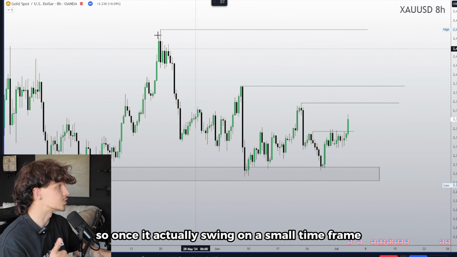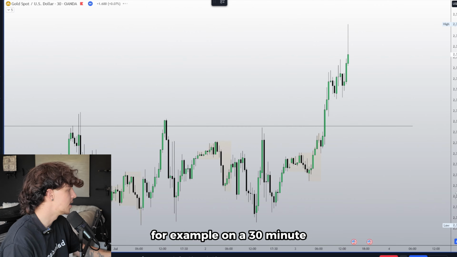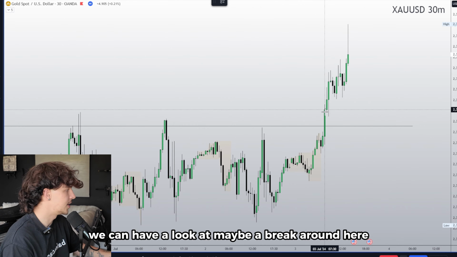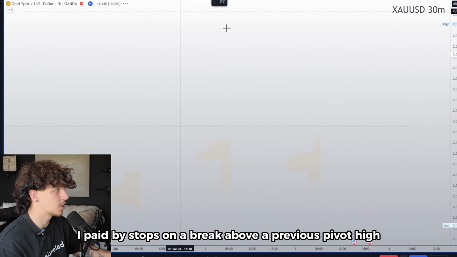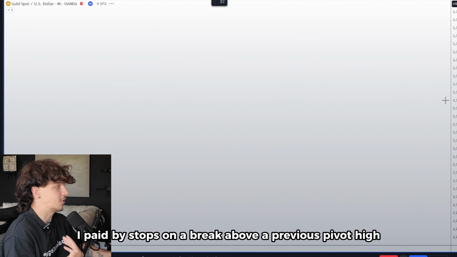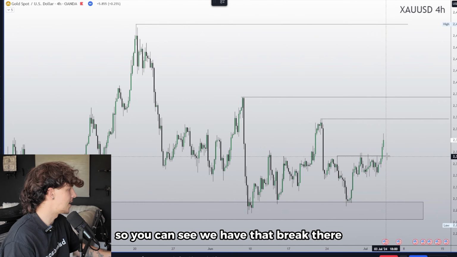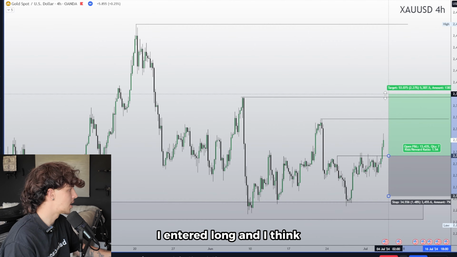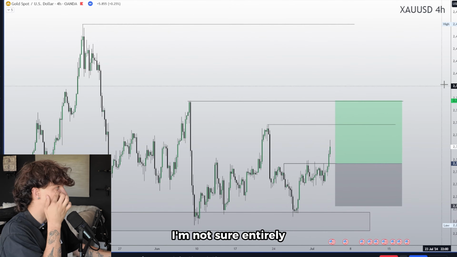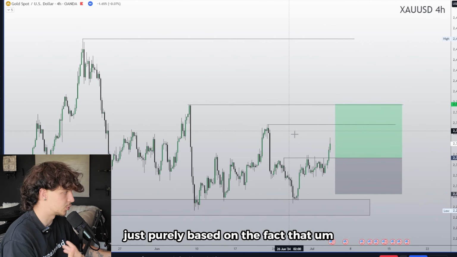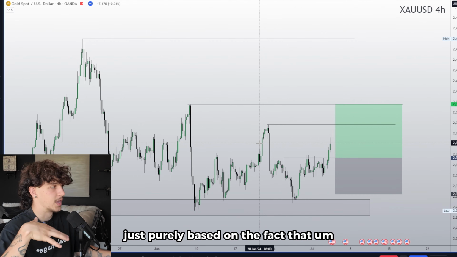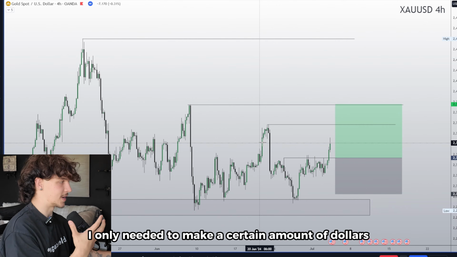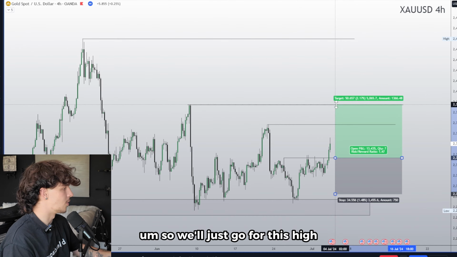Once it actually swung on a smaller time frame, let's say for example we're on a 30-minute, we can have a look at maybe a break around here. So maybe you could buy this candle. I play buy stops on a break above a previous pivot high. So you can see we have that break there. I entered long, and I'm not sure entirely because I didn't target the ultimate high, purely based on the fact that I didn't need to, because I only needed to make a certain amount of dollars. So we'll just go for this high.